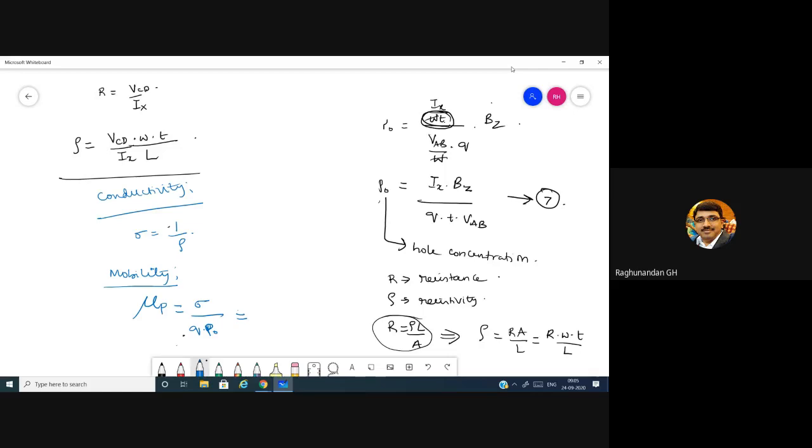What is p naught we have obtained? P naught is the very big equation we have obtained, right? There is one more equation for p naught. What is that? One is this one. Another one, one more equation for p naught I told. With Hall coefficient. 1 by QRH. Yes, 1 by QRH.